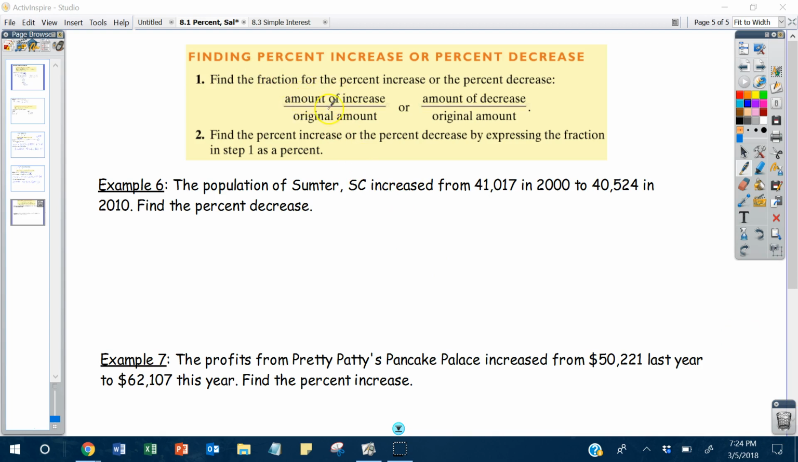The percent increase is going to be the amount of increase, so how much it increased by, divided by the original amount, and then the same for the decrease. So if something decreases over time, it'll be the amount of decrease divided by the original amount.